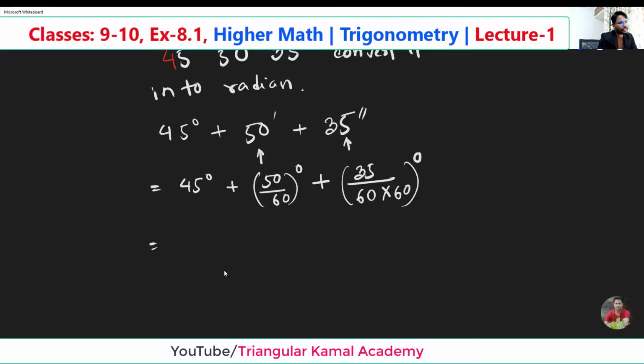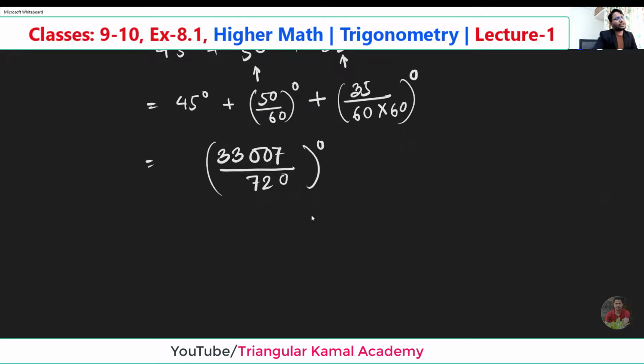So now by using the calculator we can write 45 plus 50 divided by 60, then plus 35 divided by 3600. So now by using the calculator directly we can write this as 33007 divided by 720, and this is now in degrees. Now we will convert this degree into radian.